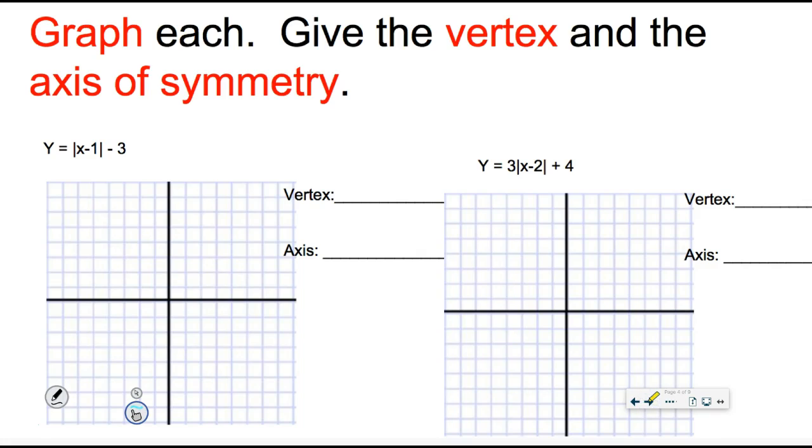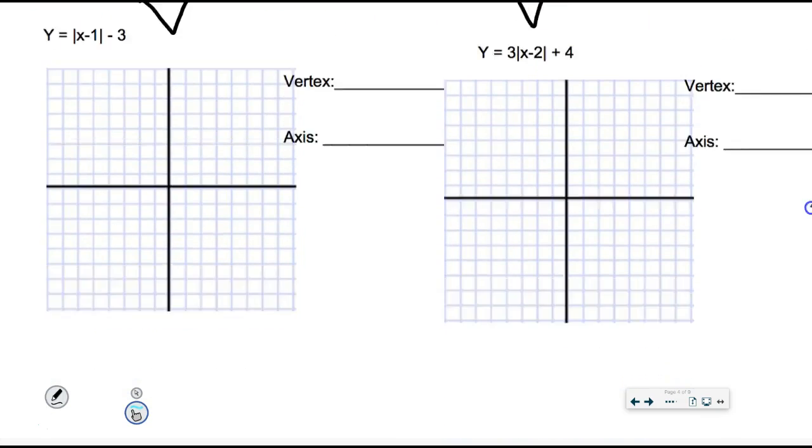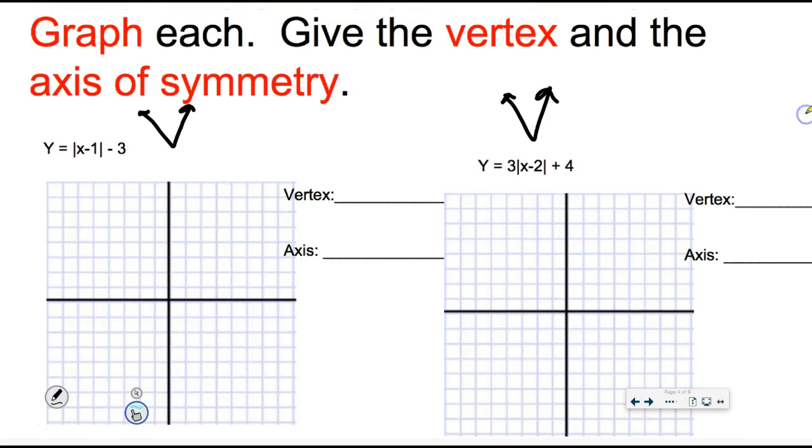Graph each. Give the vertex and the axis of symmetry. All right. Here we go. The vertex. By the way, this is going to be a v because it's the absolute value. This is going to be a v. It's an absolute value. Are there any more down here? I'm going to just make sure because sometimes they ask domain and range on these too. So we're going to add that to it just in case. All right. So to get the vertex, that's a point like this.